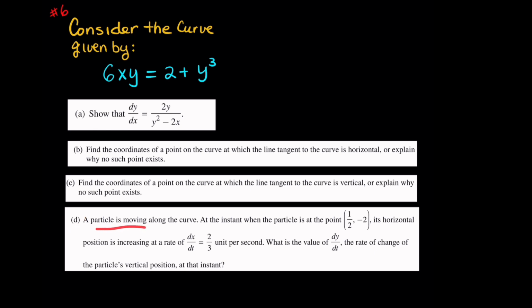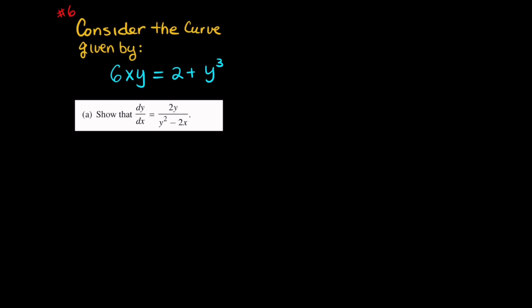And part D, a particle is moving along the curve. At the instant when the particle is at the point (1/2, -2), its horizontal position is increasing at a rate of dx/dt = 2/3 unit per second. What is the value of dy/dt, the rate of change in the vertical direction?